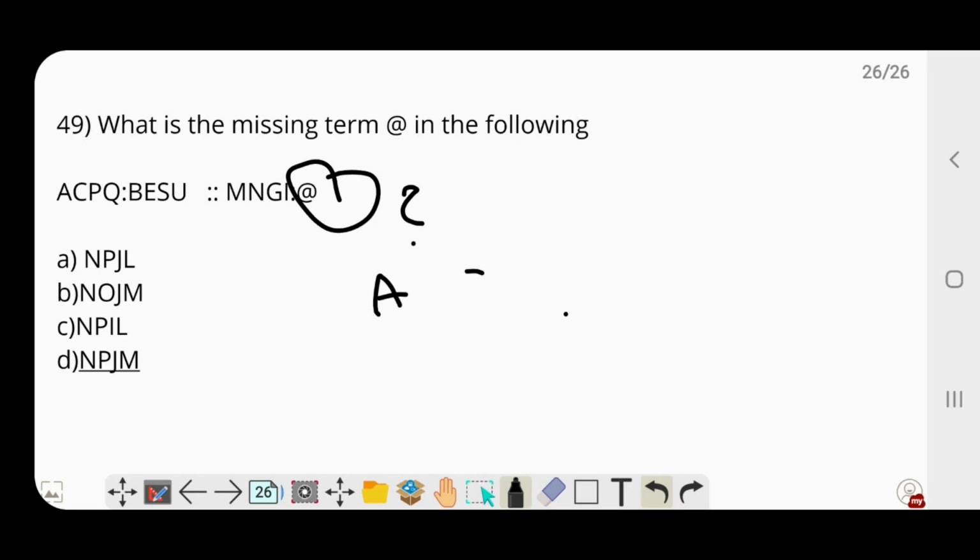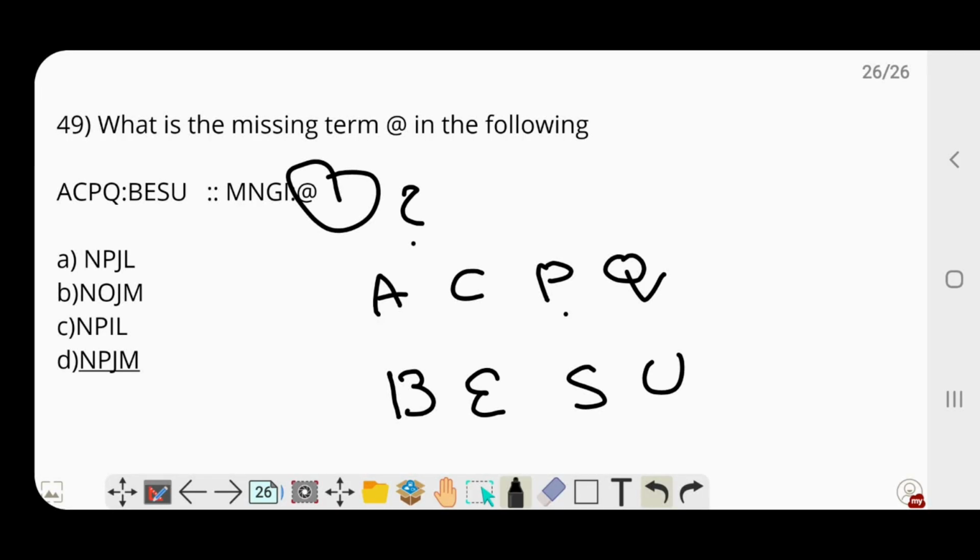So there is this transition from ACPQ to BESU. From A to B, if you add one alphabet, you would get B. From C to E, you need to add two alphabets. P, Q, R and then S, so 3 alphabets. R, S, T and then U, 4 alphabets.